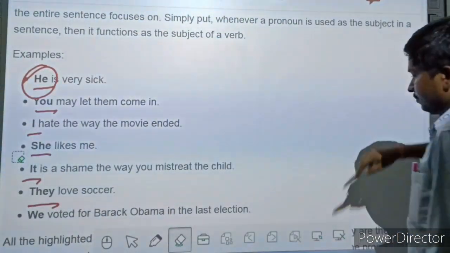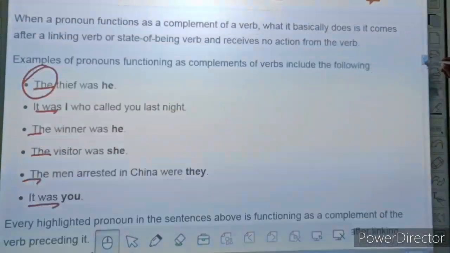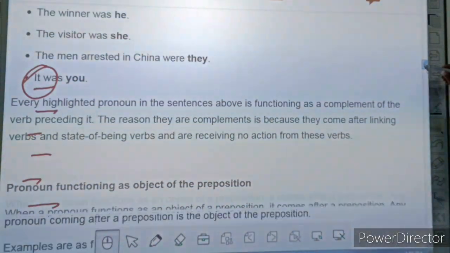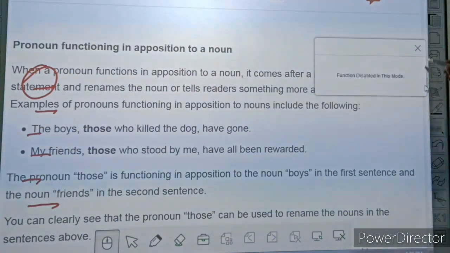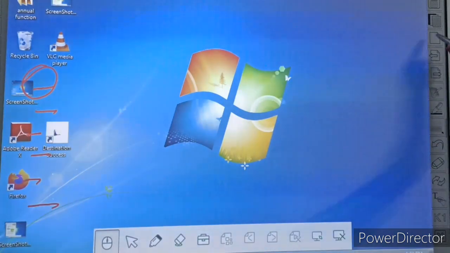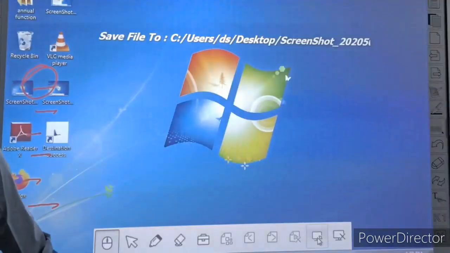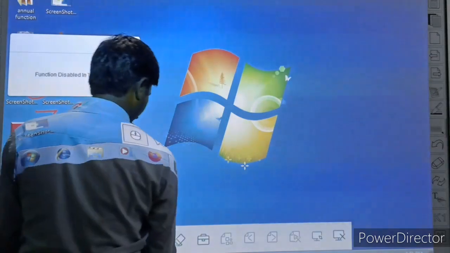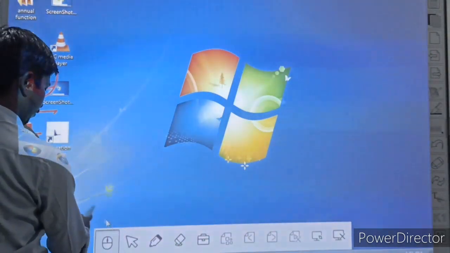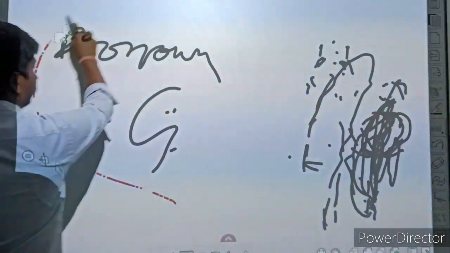Ready? After this, I am going to tell you about reflexive pronoun.